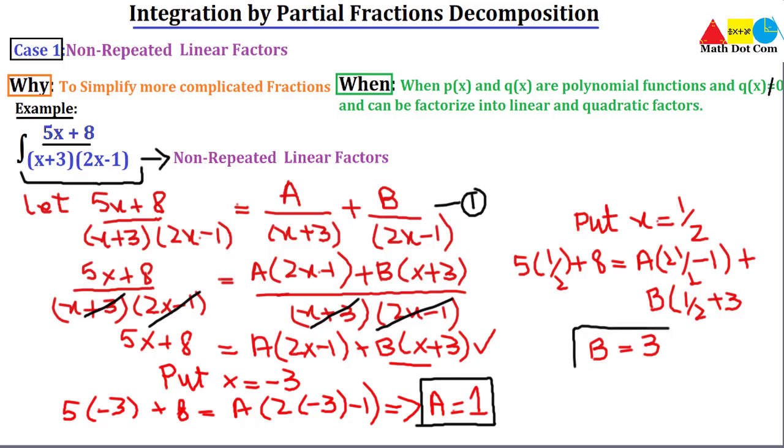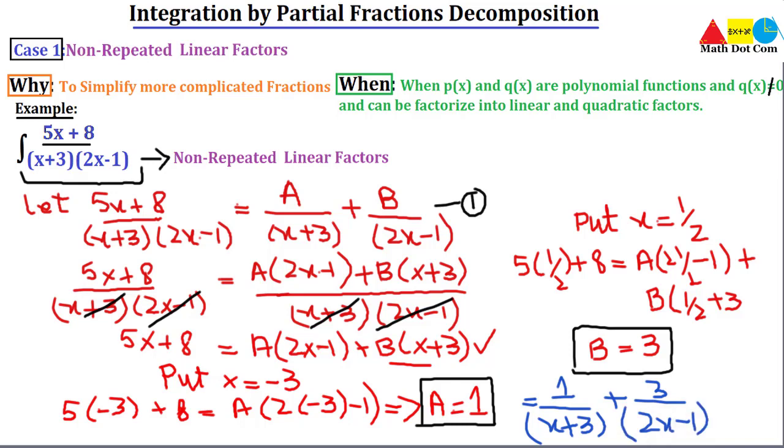So we have got the values of a and b, and we just need to put these values of a and b in equation 1, and we will get a simplified expression, and we just need to find the integral of that expression. So if I put these values in equation 1, it will become equal to a, which is 1, so I'll write 1 divided by x plus 3, plus the value of b, that is 3, so I'll write 3 divided by 2x minus 1. So this is the expression that needs to replace the one given in the question, and then we will find the integral. So this is equation number 2.